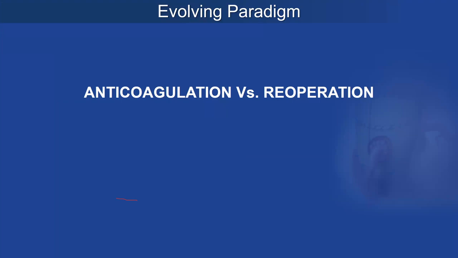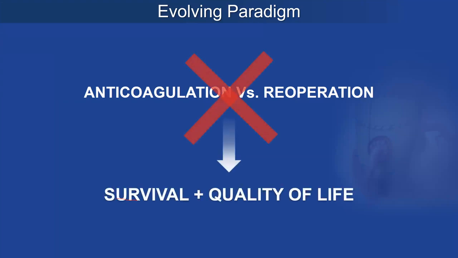So I think the paradigm has really evolved from the simple question of when you see a 40 or 50 year old, do you want anticoagulation or do you want the reoperation, and that may be a valve-in-valve procedure, to the question of what is the survival and what is the quality of life that we can anticipate with the choice of prosthesis that we give you.